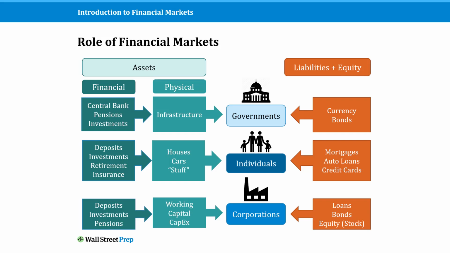Governments have a central bank, which we'll talk about a little bit more later on. And governments also have pension plans for their employees or pension plans for the general population. And governments also have investment accounts, which can range from a modest cash investment account for a small government to a large sovereign wealth fund, which can make a variety of different investments.